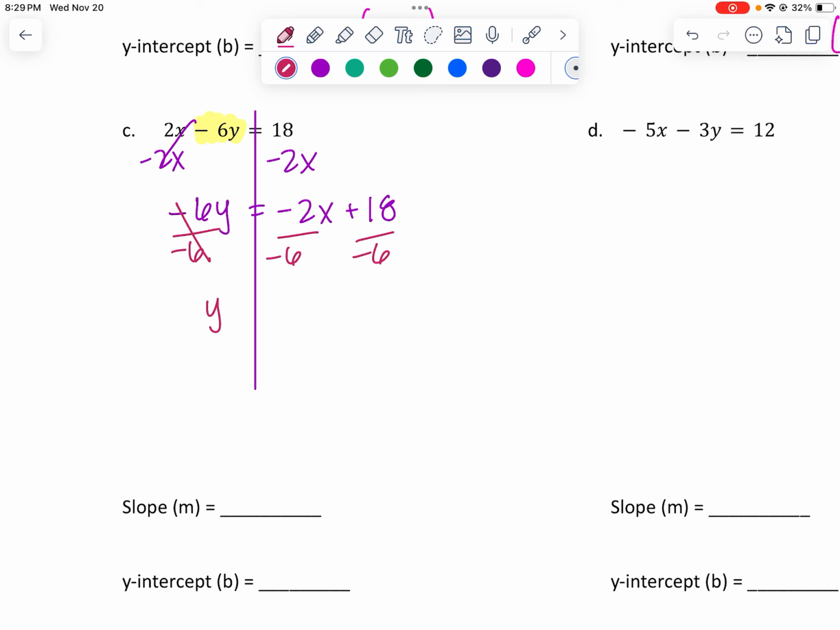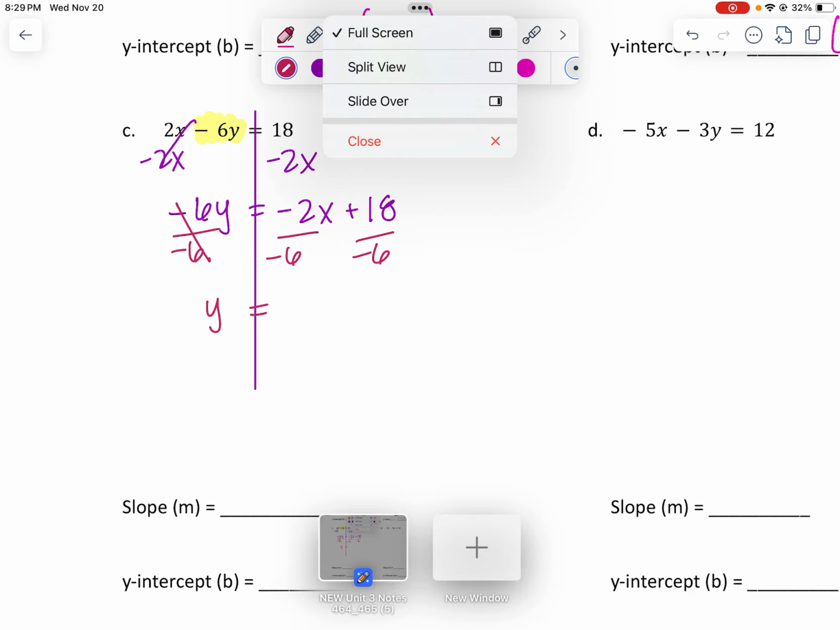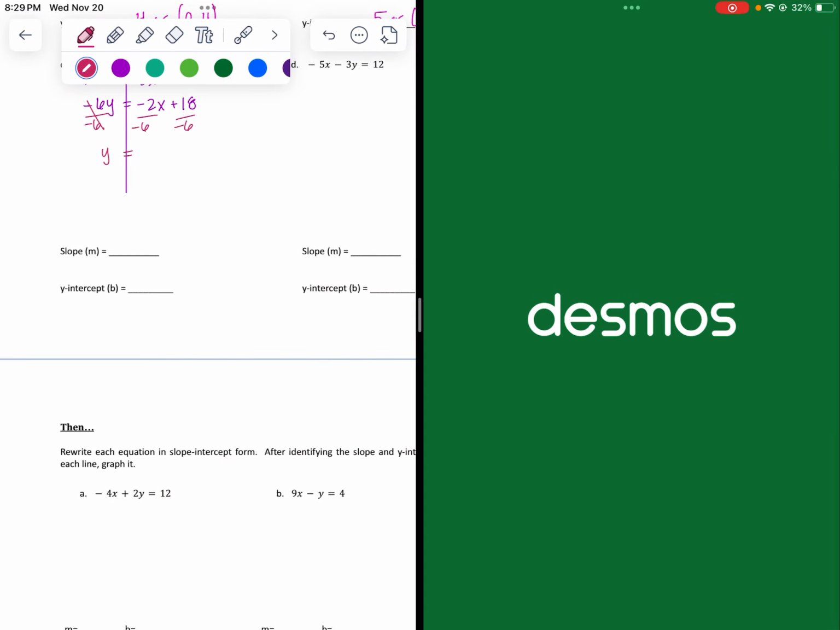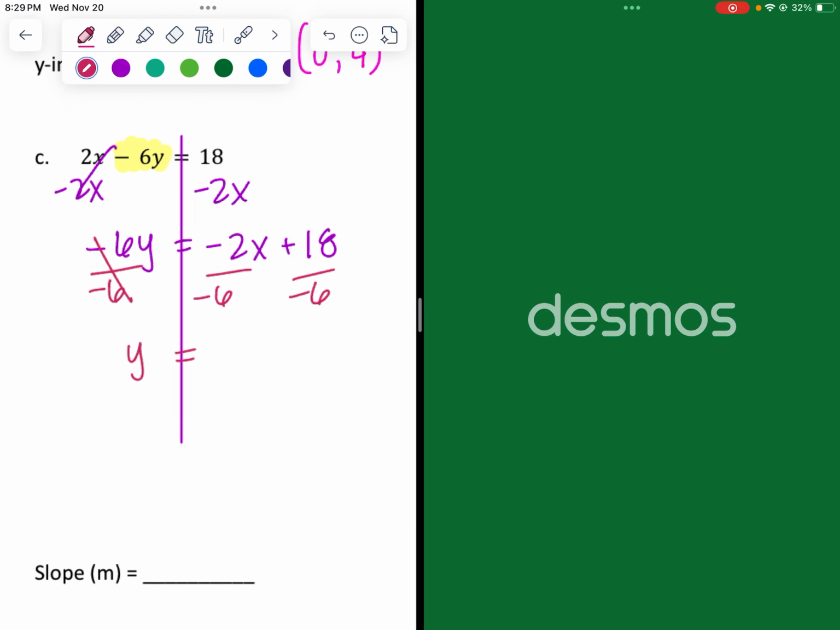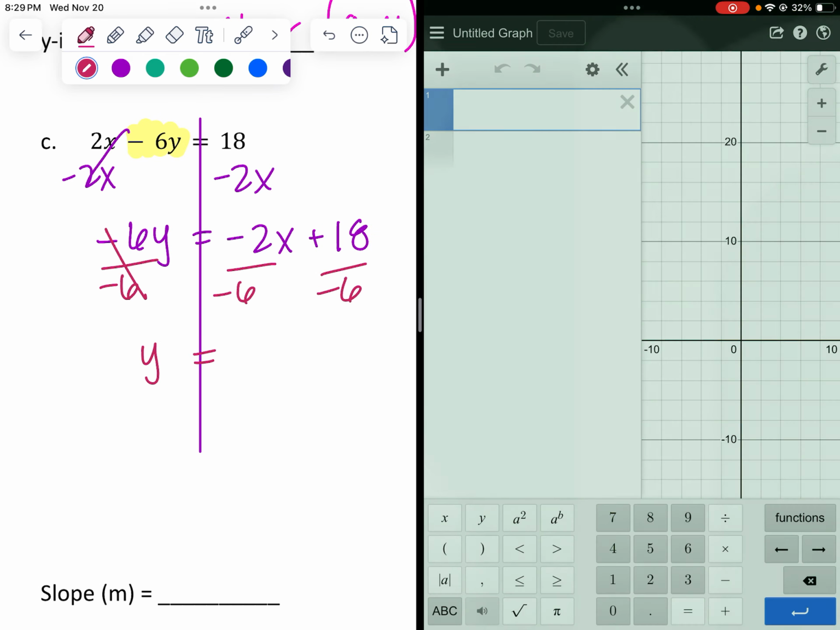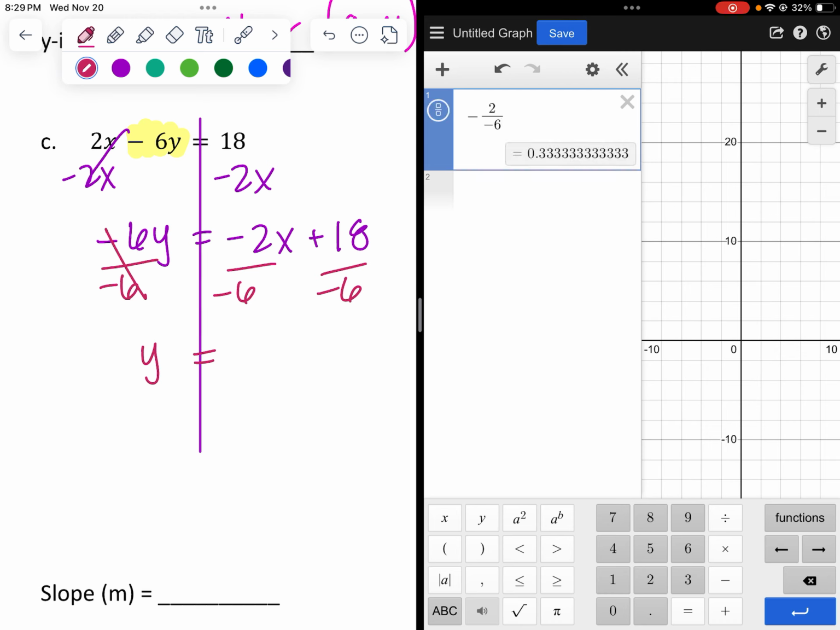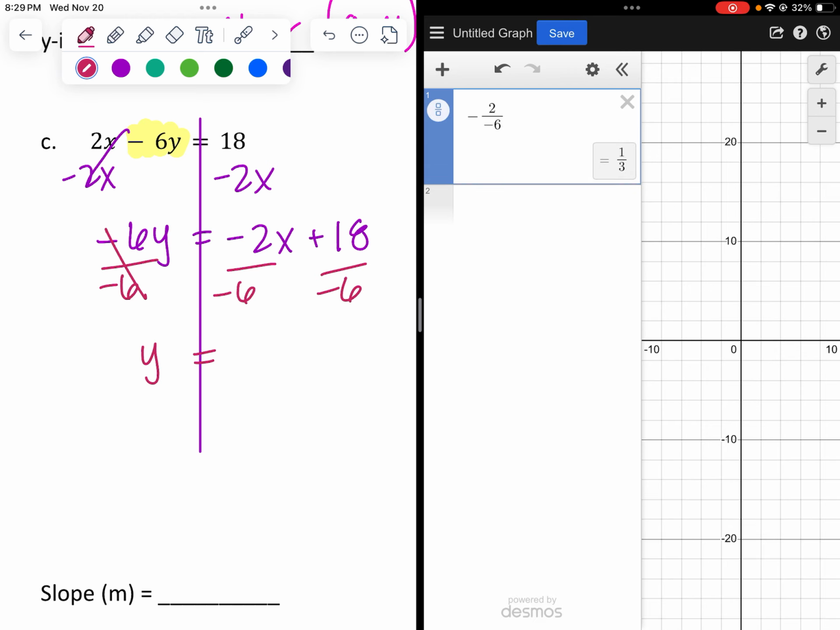All I'm left with is my y. I have a negative 2 divided by negative 6. Guys, if I were to plug this into my calculator, as it slowly loads, if I plugged in negative 2 divided by negative 6, it gives me a decimal, but don't worry. If I press that little fraction symbol, it does simplify my fraction. I can take 2 out of the 2 and the 6. So we get a positive 1/3.